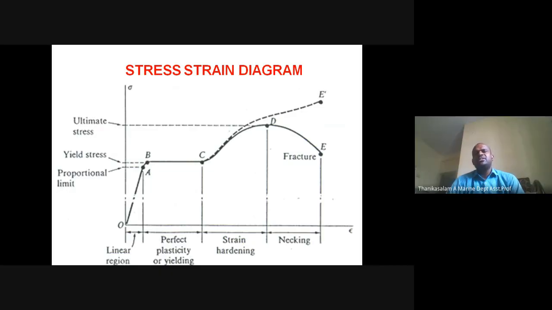Ultimate stress is the point at which the body can resist maximum load. That point is called the ultimate point. The corresponding load is the ultimate load. The corresponding stress is called ultimate stress. Therefore, ultimate stress is equal to ultimate load divided by area of cross section.